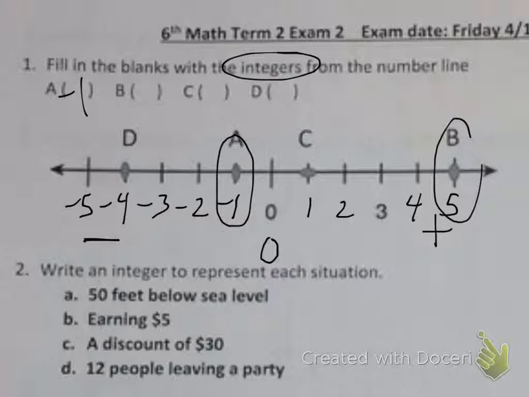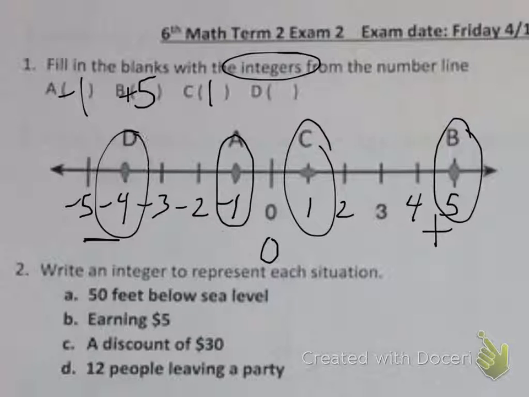B is over here, that's a +5, and it can be written as a 5 or it can have a plus in front of it. Either is correct. C is a +1 and D is a -4. So all they need to do is choose the correct spot on the line.